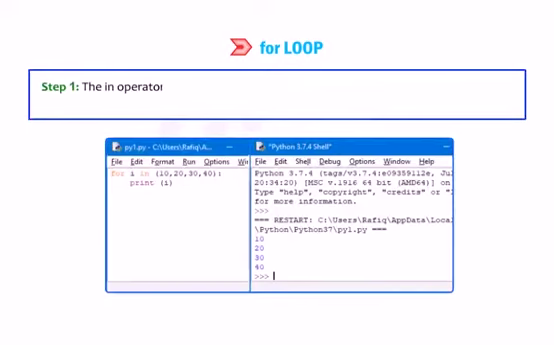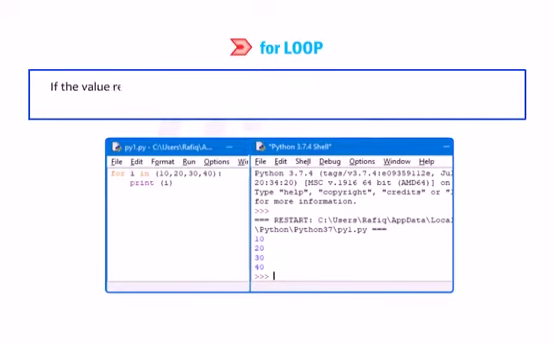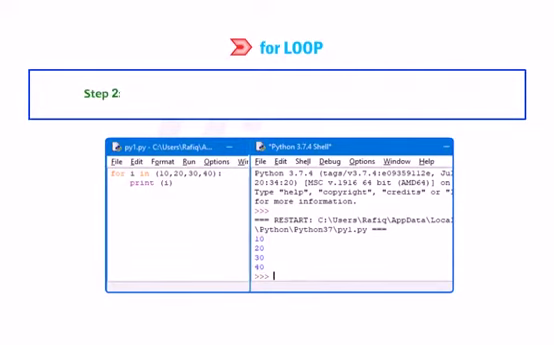Step 1. The in operator will first check if there is a value in the list. If yes, then the in operator will return the value true. If the value returned by the in operator is true, then the loop control variable I will be assigned a value from the sequence.